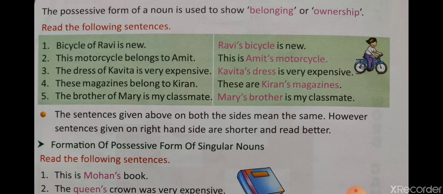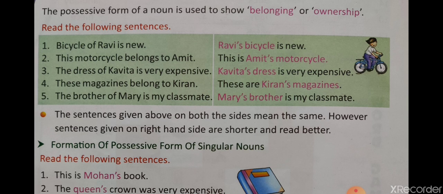So in the sentences that are written on the left hand side, we can easily understand that we are talking about the bicycle which belongs to Ravi. And now if we see the sentences that are written on the right side, they have used Ravi apostrophe s bicycle is new, which means Ravi's bicycle is new. So in order to show the possessive form in any word, we use apostrophe s with the noun.